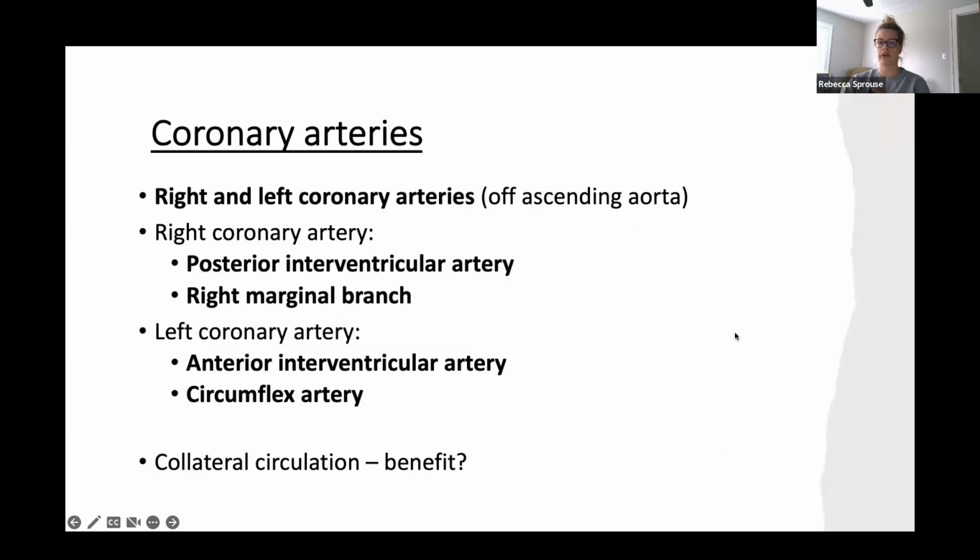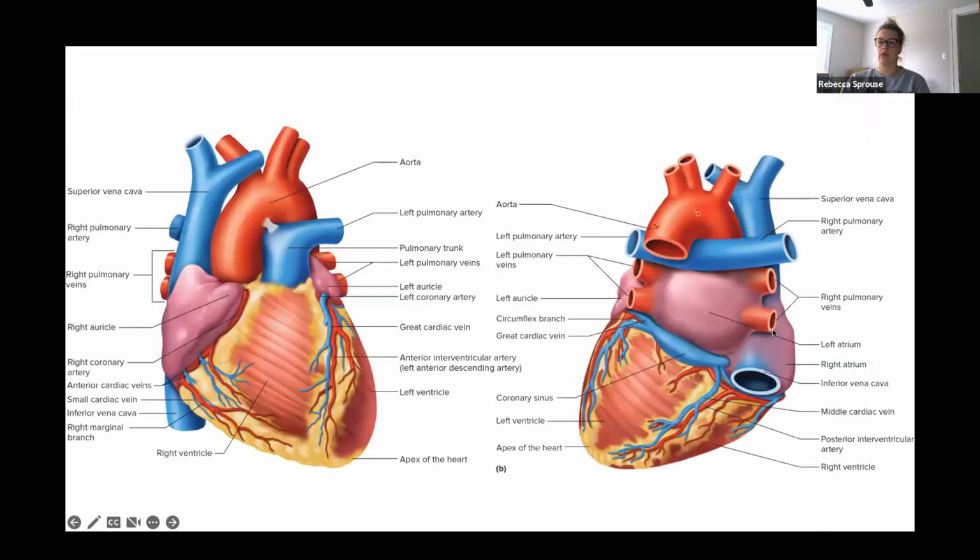So we're going to start with the arteries. So the arteries are carrying oxygenated blood to the heart muscle itself, delivering oxygen to the heart muscle. And the two main arteries to talk about first are going to be the right and the left coronary, and they come off the ascending aorta. So here is the aorta. This first portion exiting the heart is called the ascending aorta.